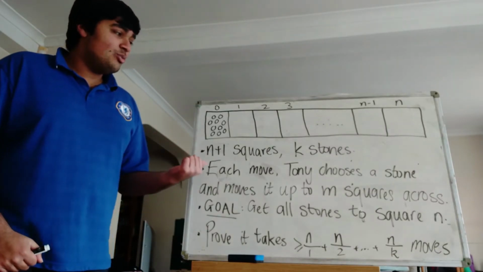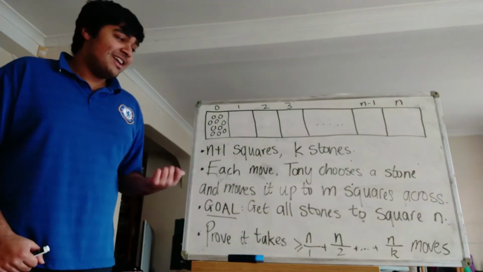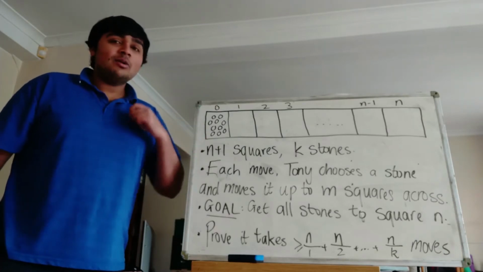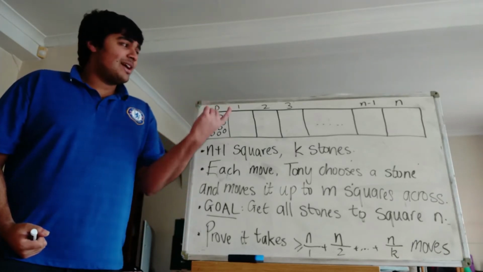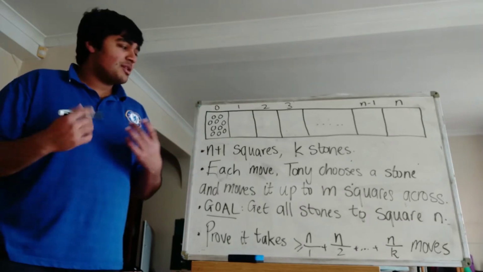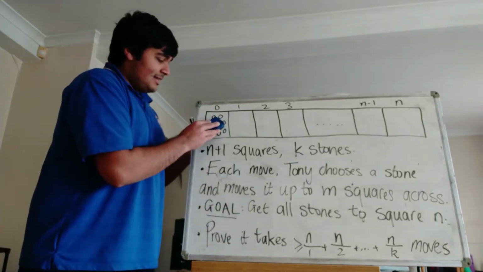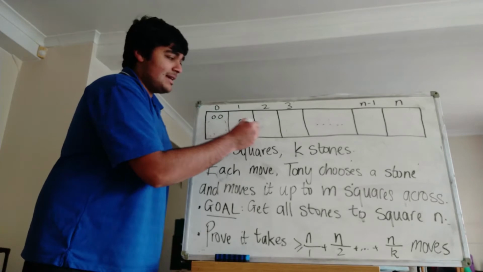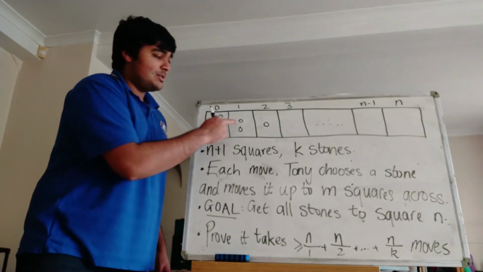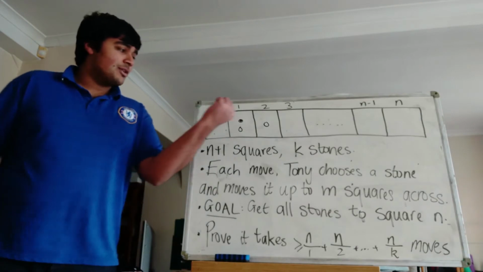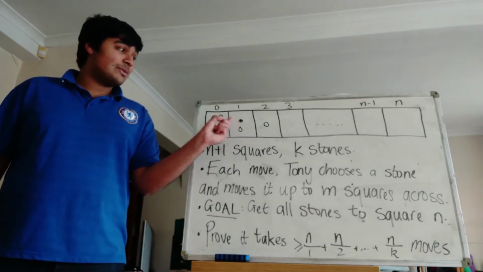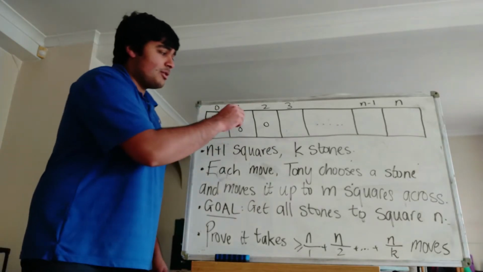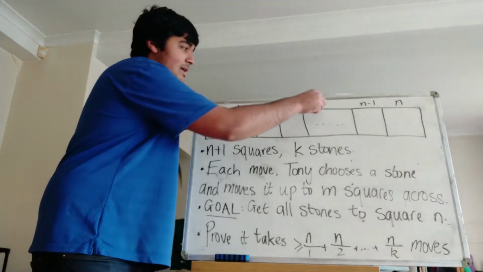However, each move he can only do certain things. He chooses a stone, and that stone he can only move across up to m squares. And what is m? Well, m is the number of stones which are on a square less than or equal to that chosen stone. So, for example, suppose at some point in the game there are 2 stones here, 2 stones here, and maybe 1 stone there, and Tony chooses this stone here. The number of stones on a square less than or equal to that stone is 1, 2, 3, 4. So this stone can move up to 4 squares across. So it could go up to 2, 3, and then 4, and then 5.